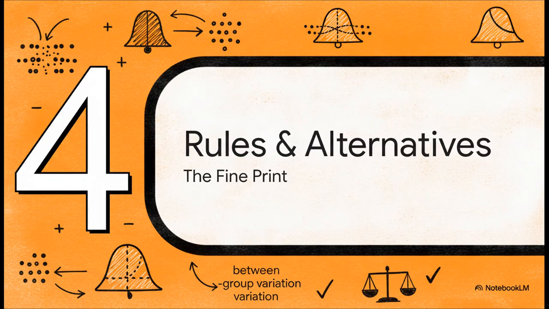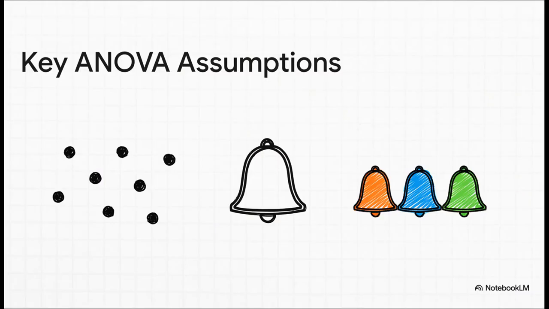Now, like any good statistical test, ANOVA has some rules you need to play by. So let's quickly cover the fine print and what you can do if your data decides to be a little bit rebellious. There are 3 big assumptions. First is independence, which just means each person's score is separate and doesn't influence anyone else's. Second is normality. The data inside each of your groups should look kind of like a bell curve. And third, homogeneity of variances, which is a fancy way of saying the amount of spread or variation within each group needs to be pretty similar.